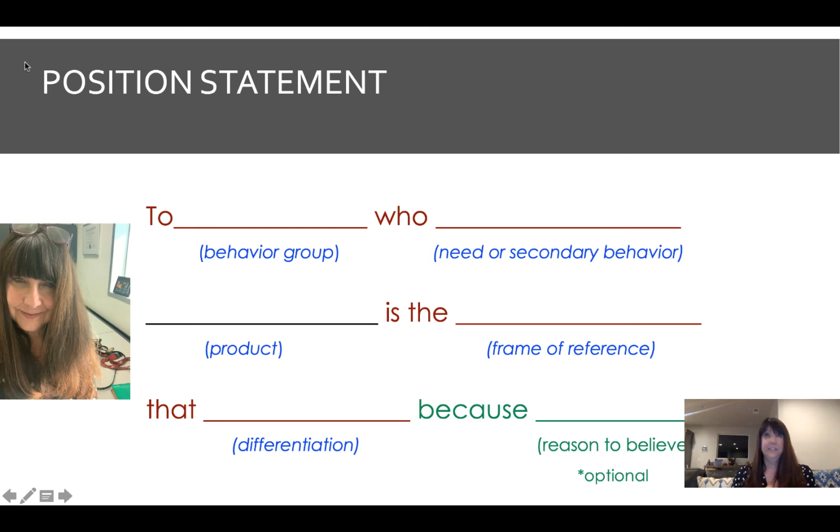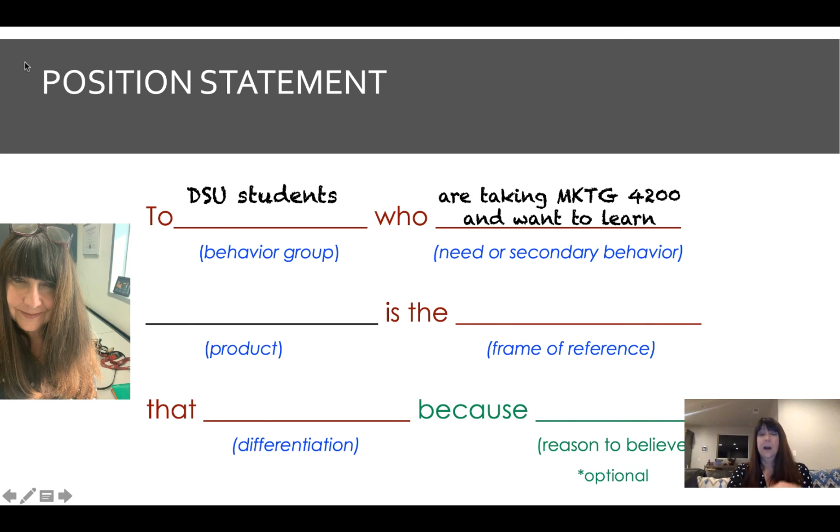So I needed to create, why do you want to hire me? This is my position statement. To DSU students, because you know what? At the end of the day, you pay tuition and I am your product, right? To you, DSU students who are taking whatever class it is I'm teaching. This class is Marketing 4700. It could be 4200. It could be whatever your class is.